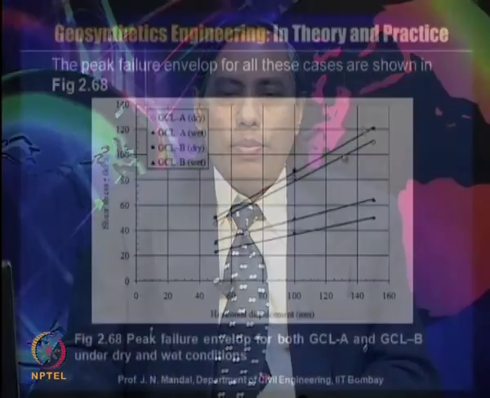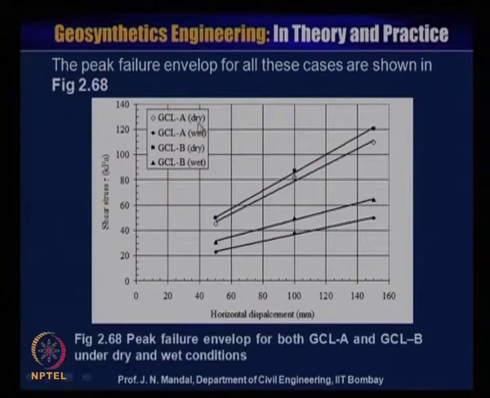Now, this figure shows the peak failure envelope for the geosynthetic clay liner A and B, both in dry as well as wet condition. So, the peak failure envelopes for all these cases are shown here. This is the relationship between the shear stress versus the horizontal displacement. You can see that shear stress is increasing with the increase of the horizontal displacement. Whether it is dry or wet, the failure envelope is almost the same in nature.